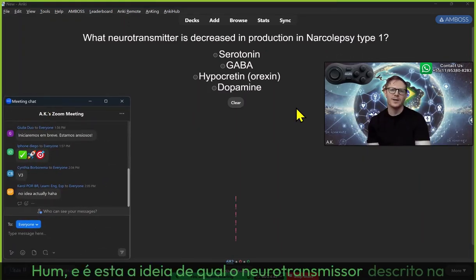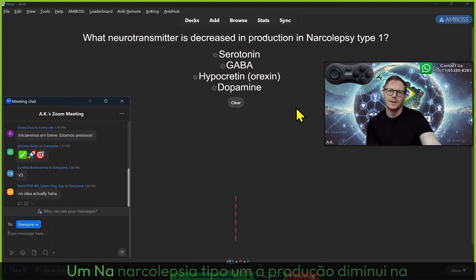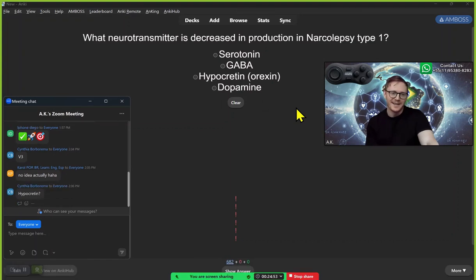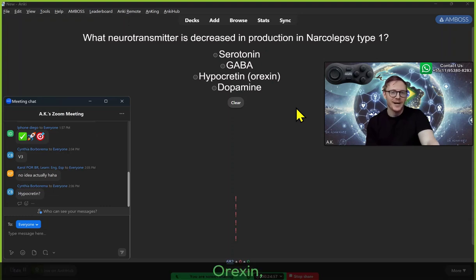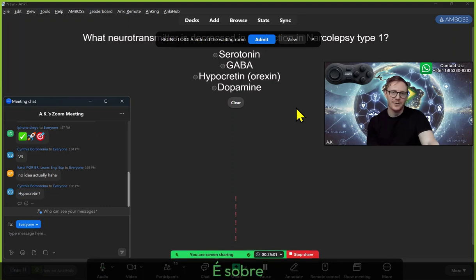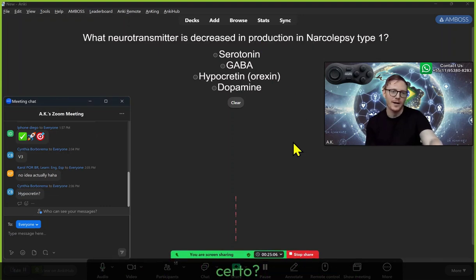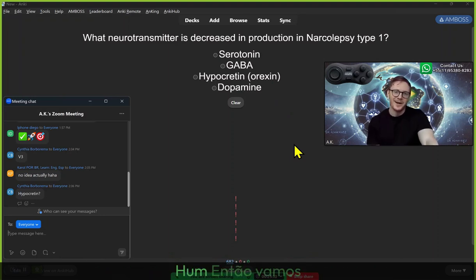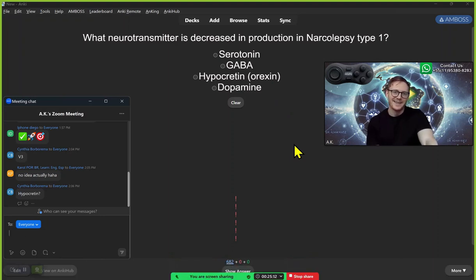What neurotransmitter is decreased in production in narcolepsy type 1? What do you guys think? Hypocretin, yeah. So orexin. One of the things about orexin is it's not just about appetite, right? It's about how vigilant you are and how cognitively alert you are. So that's a good guess. I don't know if that's a guess. You might know. So let's try that.